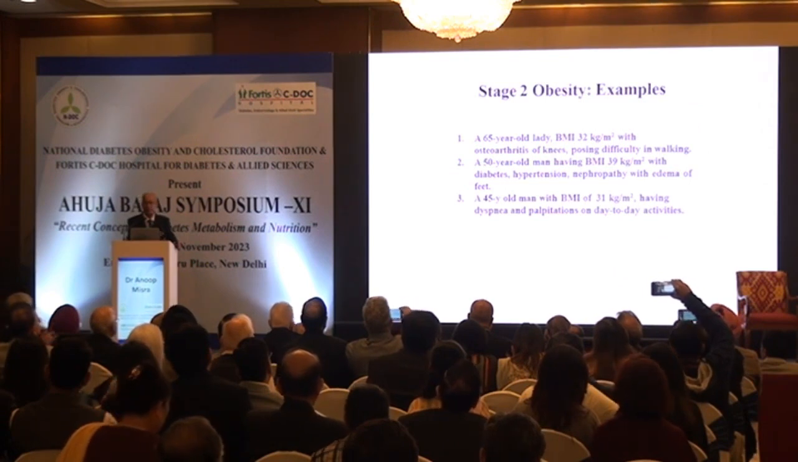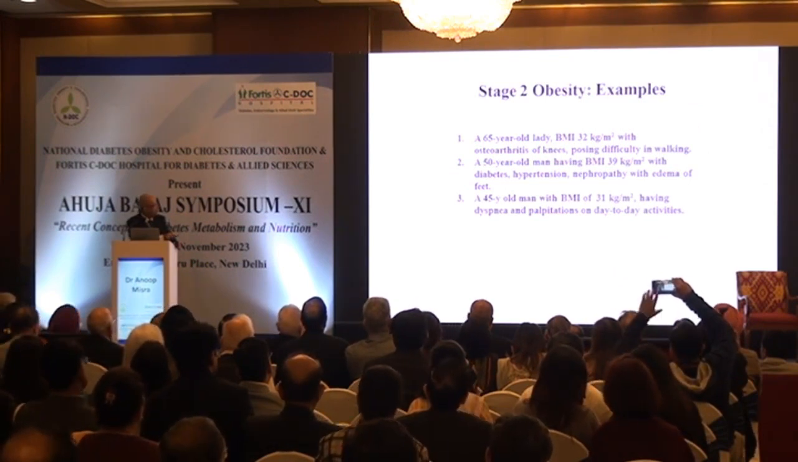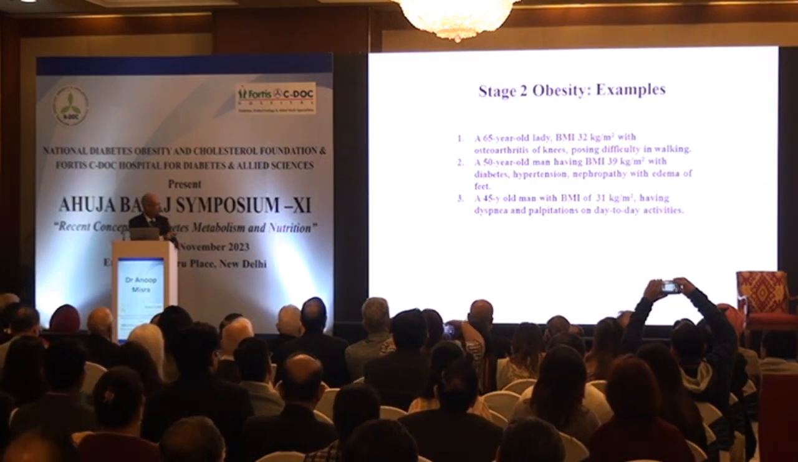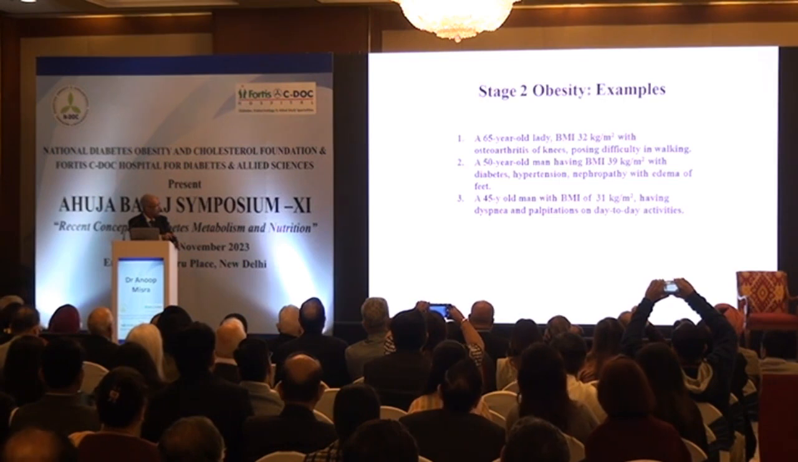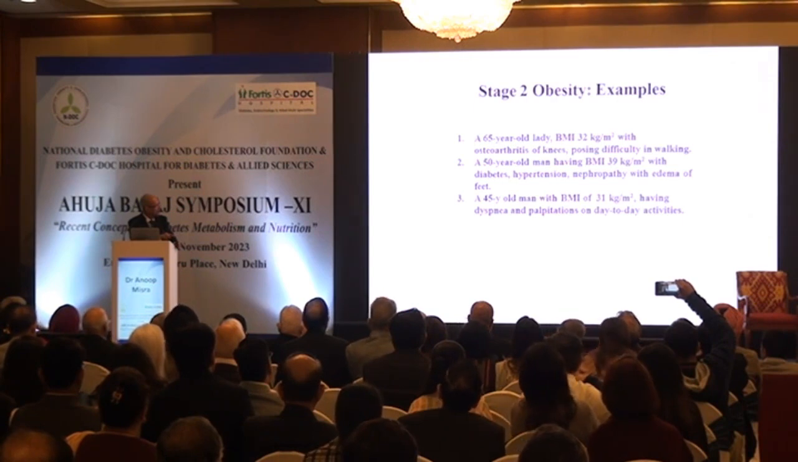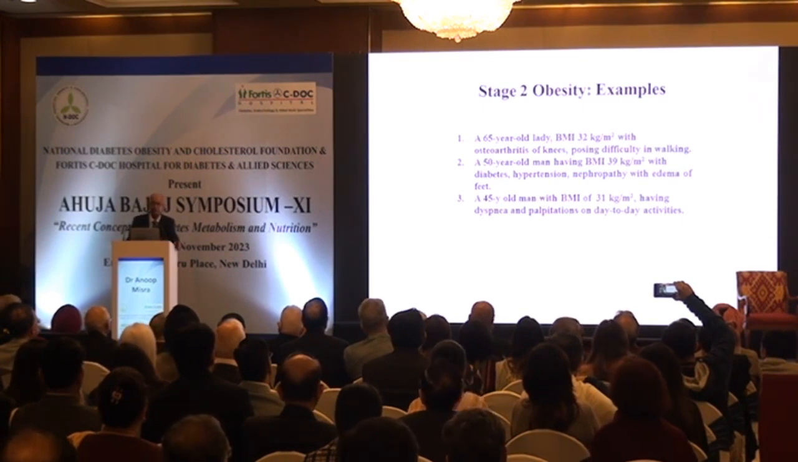So what are examples? Simple examples. A 65-year-old lady, BMI of 33 with osteoarthritis of knee, posing difficulty in walking. This is stage 2 obesity. A 50-year-old man having BMI of 39 with diabetes, hypertension, nephropathy and edema of feet. A 45-year-old man with BMI of 31 having dyspnea and palpitation on day-to-day activities. This is stage 2 obesity.